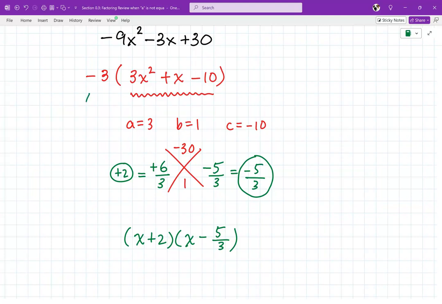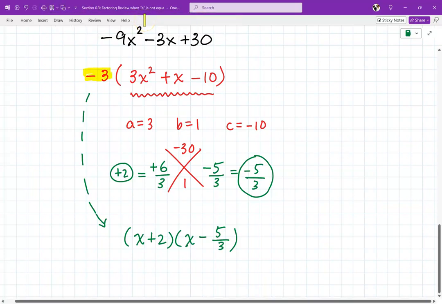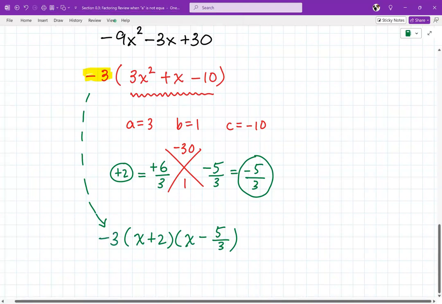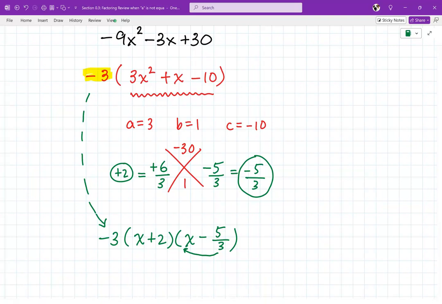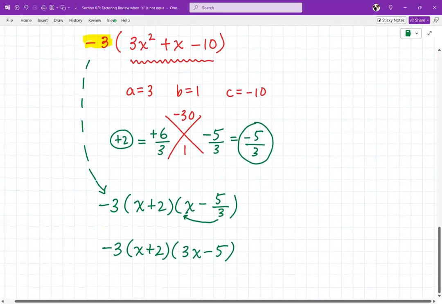And then I got to drop that negative 3, right? I have to come back down here. I forgot to highlight it. So I'm going to drop down that negative 3 right here. Now this 3 on the bottom has to go up to the front of the x. So my answer is going to be a negative 3 times x plus 2 times the 3x minus 5. And that'll be my solution.